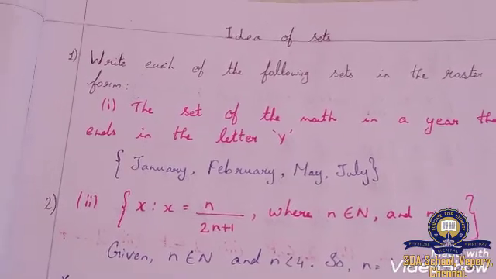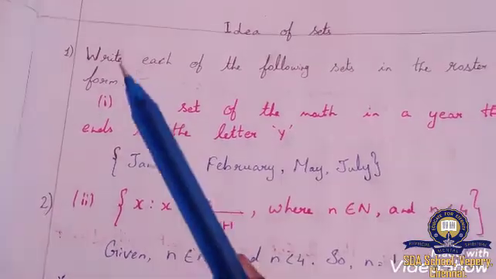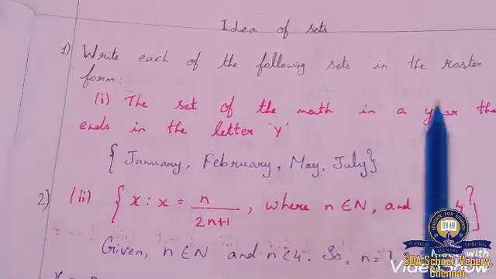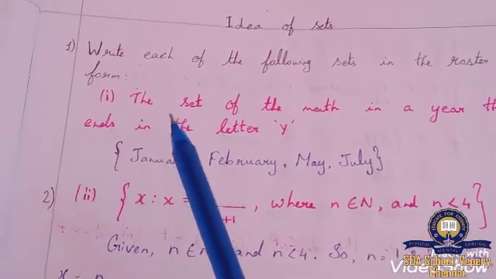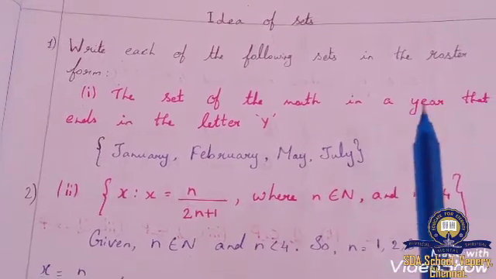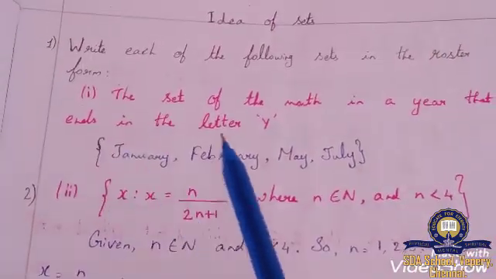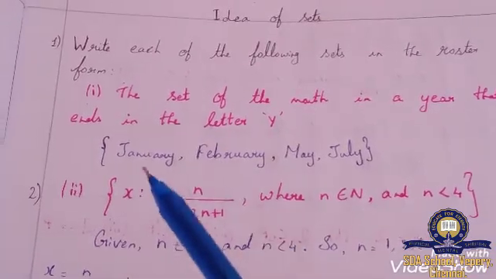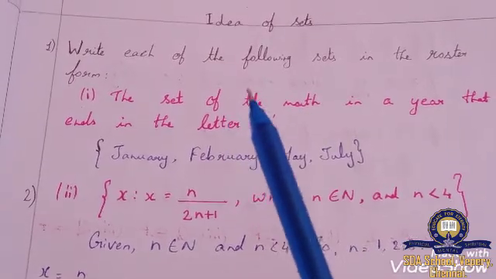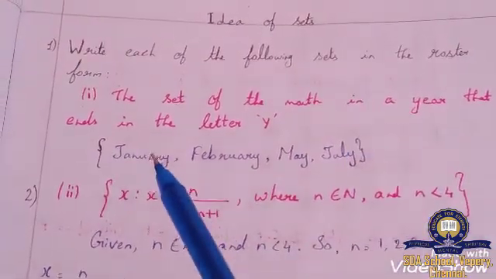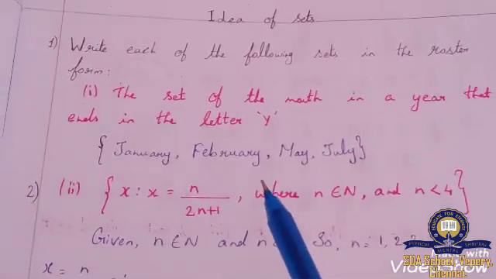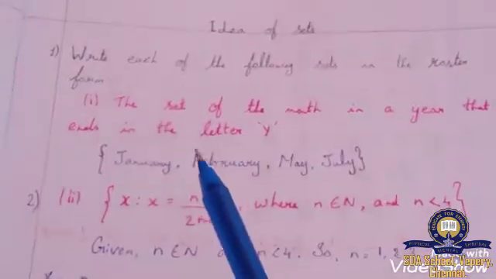Let's see an example for the idea of sets. From this first example, they have given: write each of the following sets in roster form. The set of months in a year that end in the letter y. We know that we have 12 months. Of these months, which end with y? Yes, they are January, February, May and July. So these are the set. We write it in roster form.